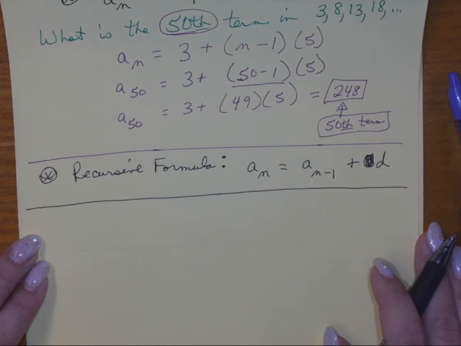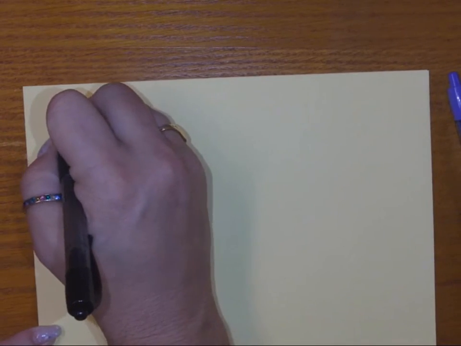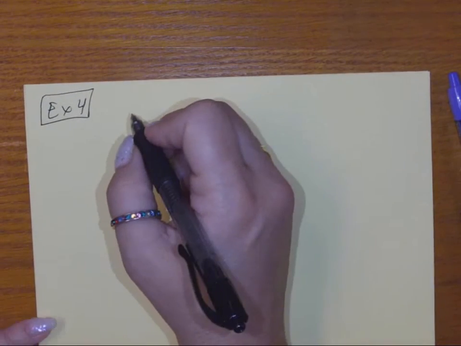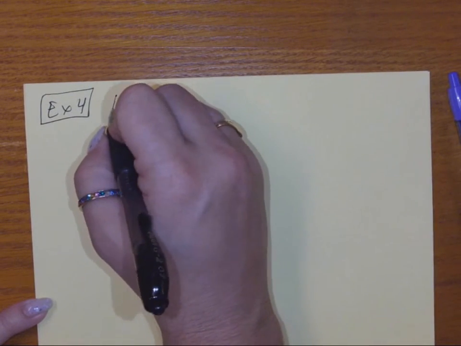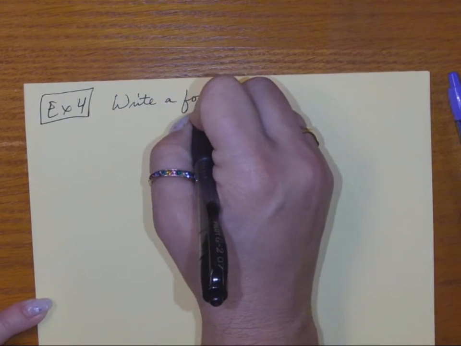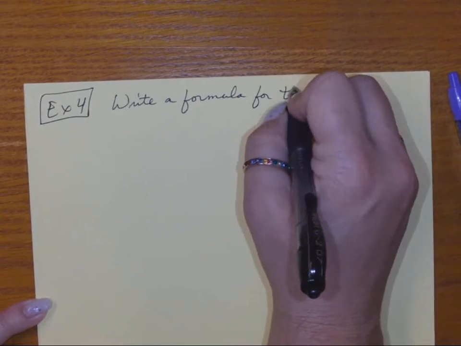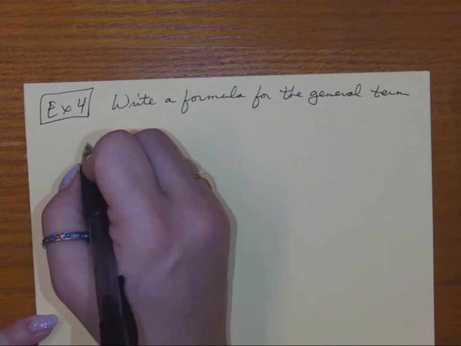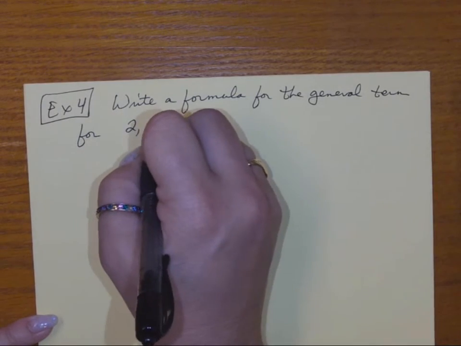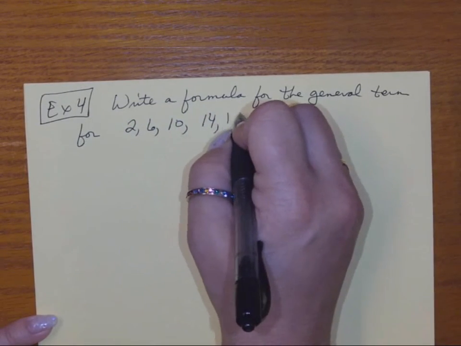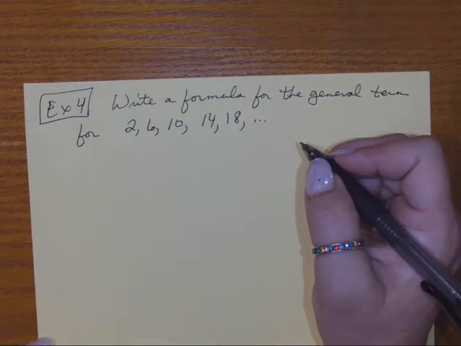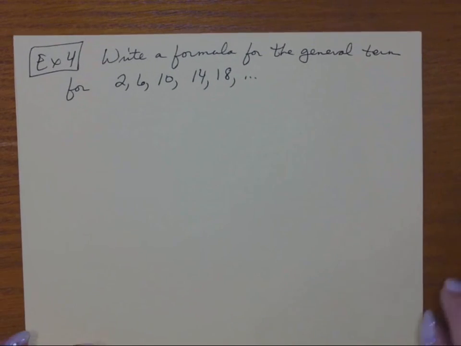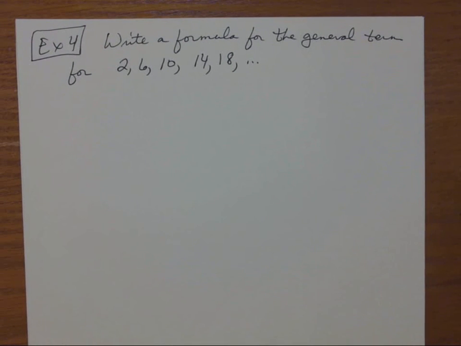Okay, here's another example. Example 4, I believe we're up to. It says write a formula for the general term for 2, 6, 10, 14, 18, and so on. So we're going to sit there and say, hey, what's my general pattern that's going on in here? Hopefully you guys can see it. What do you think is going on?